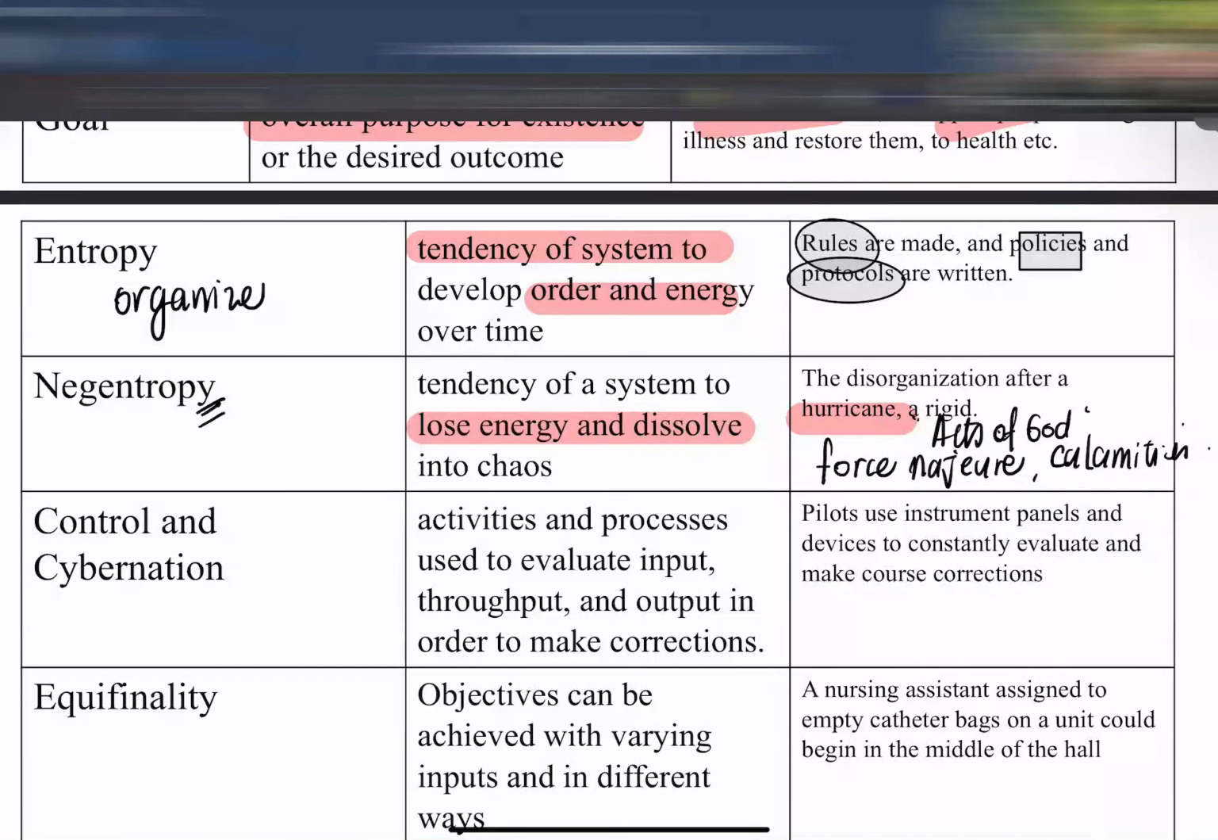So class, if you won't help ensure that your system, my dear students, would undergo entropy, it will undergo negentropy. So that's why it is our goal as individuals that we need to ensure that our system would be organized.